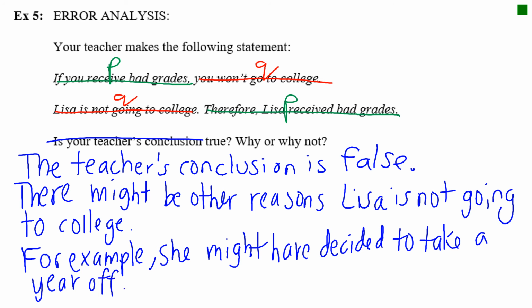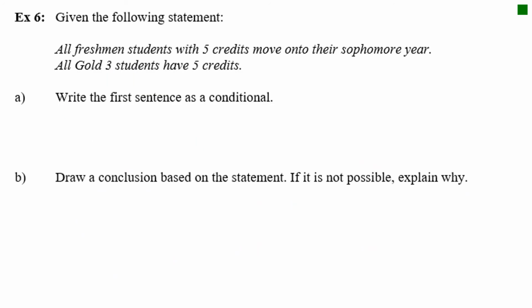All right, so we answered the question if our teacher's conclusion is true, and we explained why or why not it was. Example 6, given the following statement: all freshman students with 5 credits move on to their sophomore year. Second sentence says all Gold 3 students have 5 credits. A says write the first sentence as a conditional, and B says draw a conclusion based on the statement. If not possible, explain why.